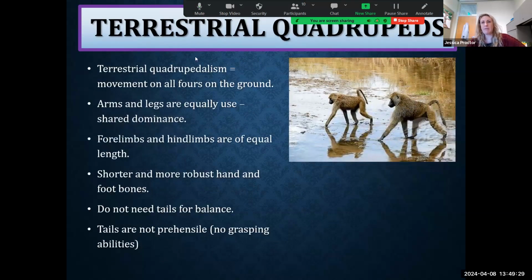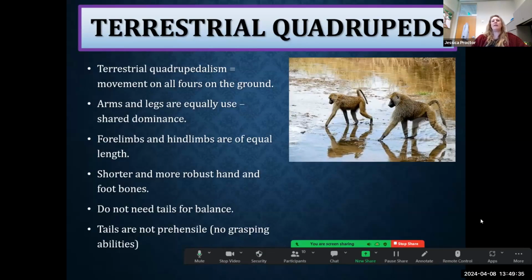All right, the fourth type we're going to talk about is called terrestrial quadrupedalism. Terrestrial quadrupeds are shared dominance as well. They have movement on all fours, but on the ground. So remember, break that word up. Terrestrial simply means predominantly ground dwelling. Quadrupedal means using all fours to locomote. So they use arms and legs about equally. We call that shared dominance.